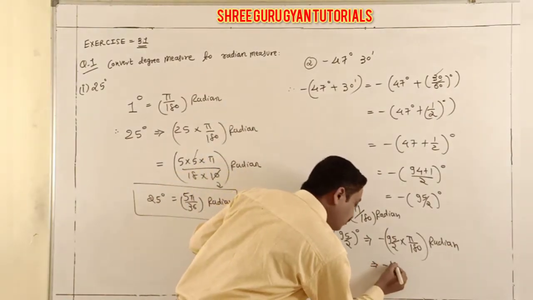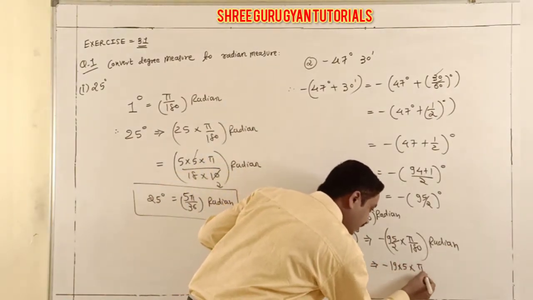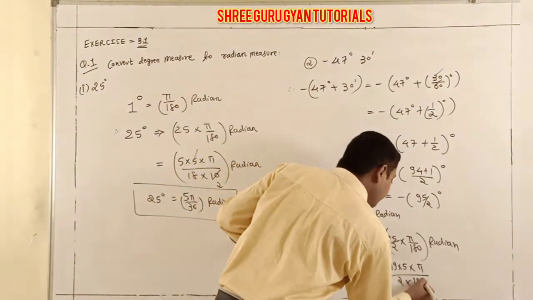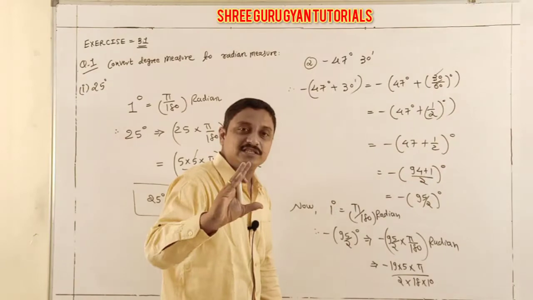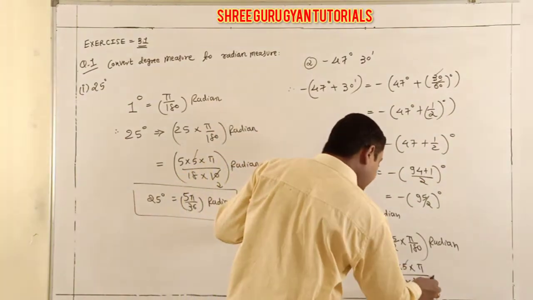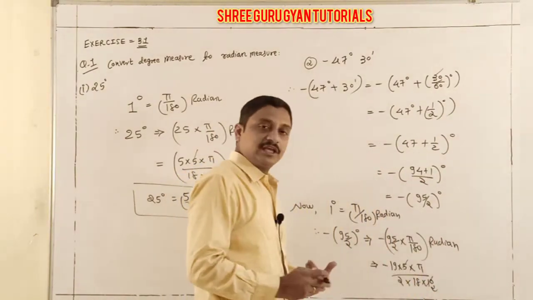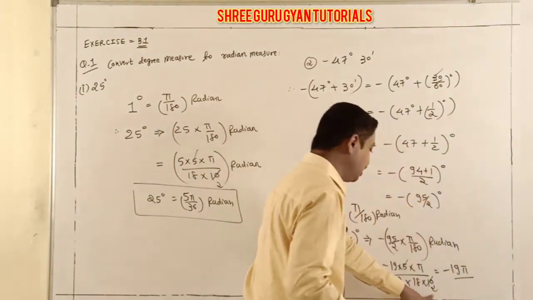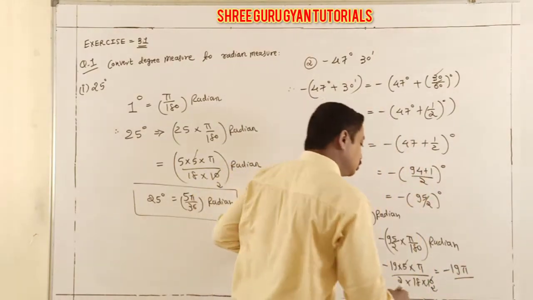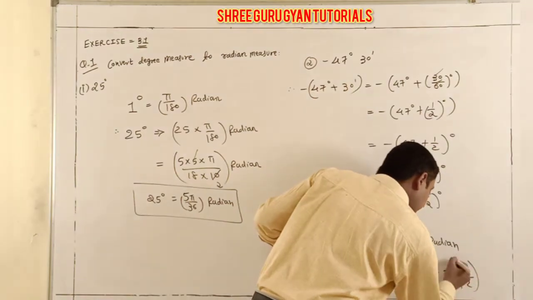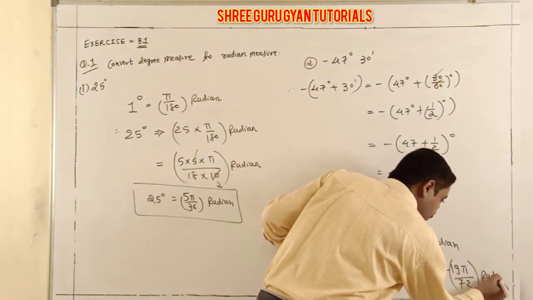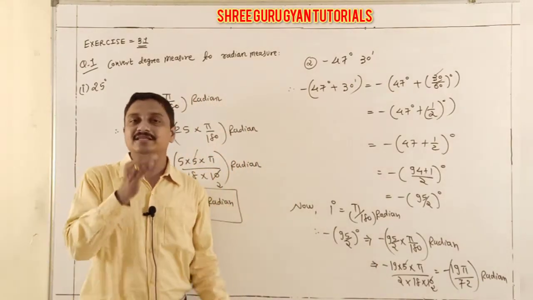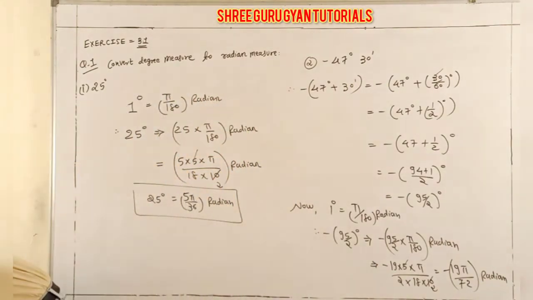So minus 95 and here 2 into 18 is 36. I just calculate in the simplest form. 5 19s are 95 and 5 2s are 10, so those are cancelled. Nothing else cancels. So you get minus 19 by 72 radian. And here, students, our question number 2 is easily done. Now continue to go ahead.